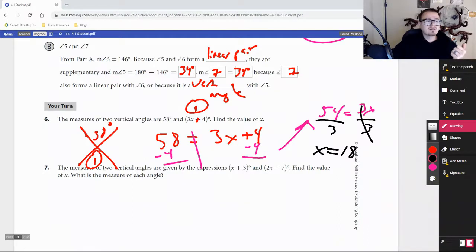So what that tells you is that the value for x is 18. That's not the angle measure, it's the x value. So if you plugged 18 in, you'd be able to figure out that that's 58 degrees.